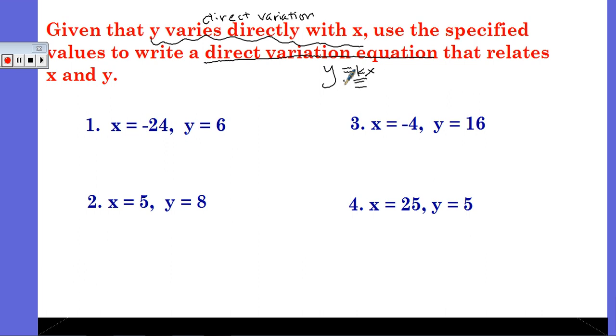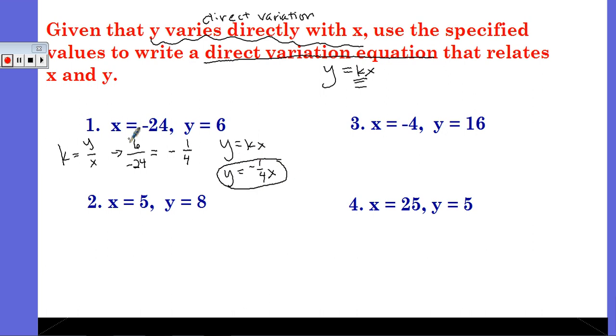So let's look at example 1. We've got to figure out what k is first in order to write that equation. So remember, k equals y over x. So I plug in my y, which is 6. I plug in my x, which is negative 24. When I do that math in the calculator, I'm going to get negative 1/4. So my k value is negative 1/4. I then take that k value and plug it into my y equals kx equation. I only plug in that k value. I do not plug in my x and my y values because I'm writing the equation. Those x and y we're just using to figure out what k is. So my direct variation equation here is y equals negative 1/4 x.